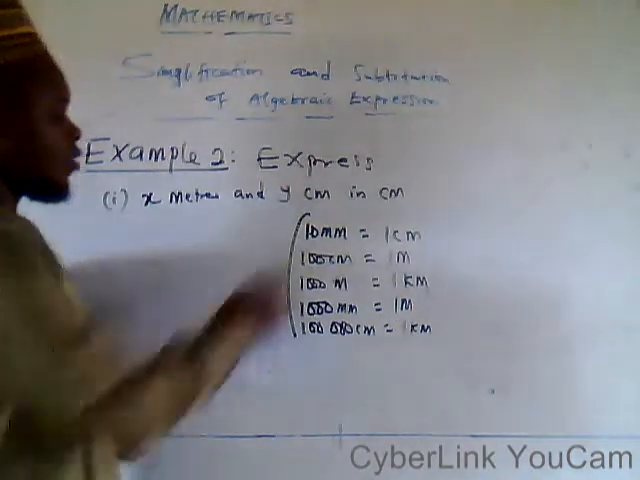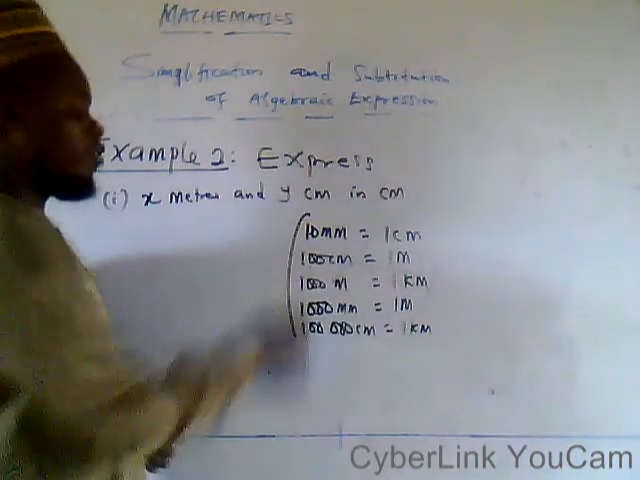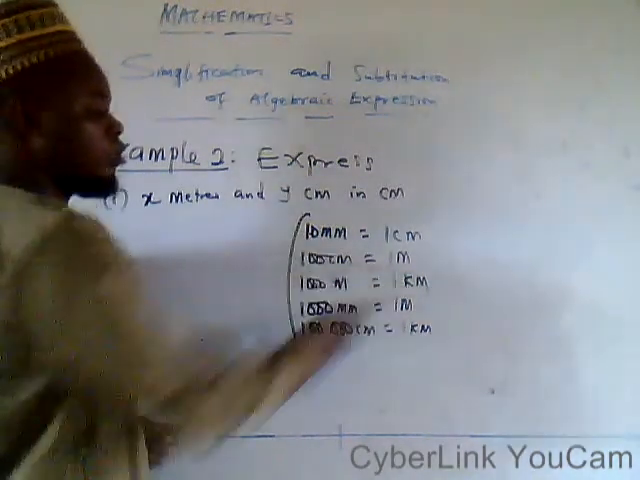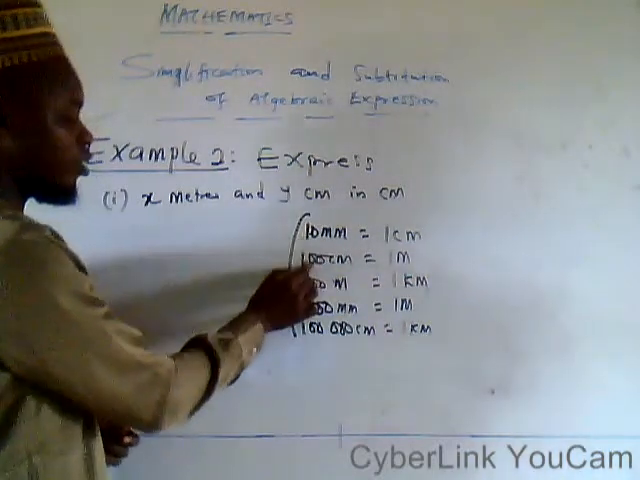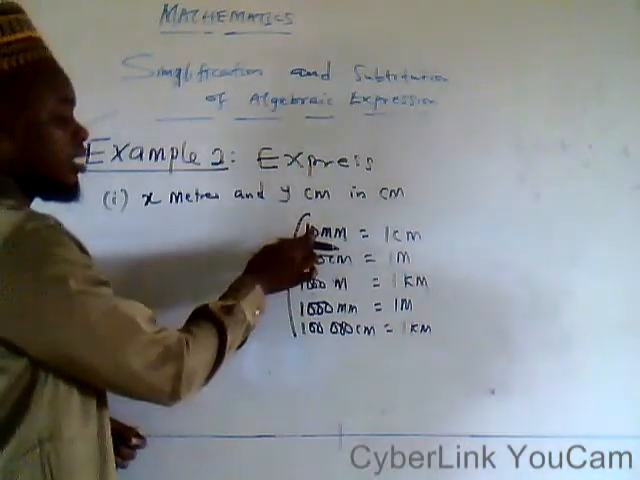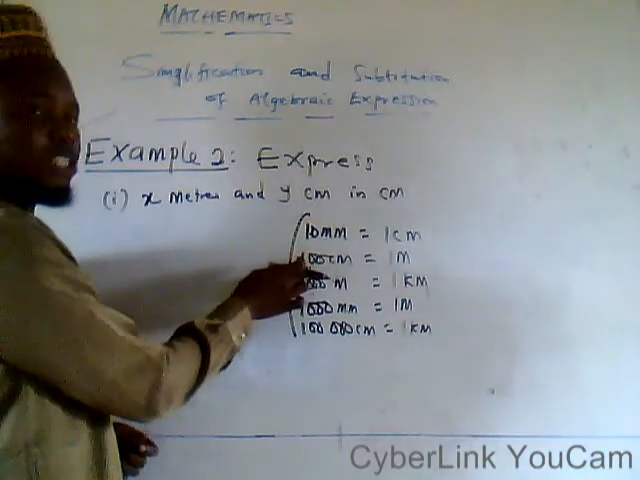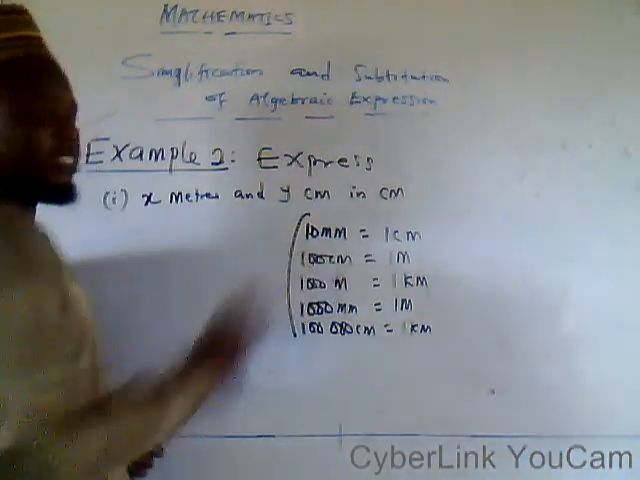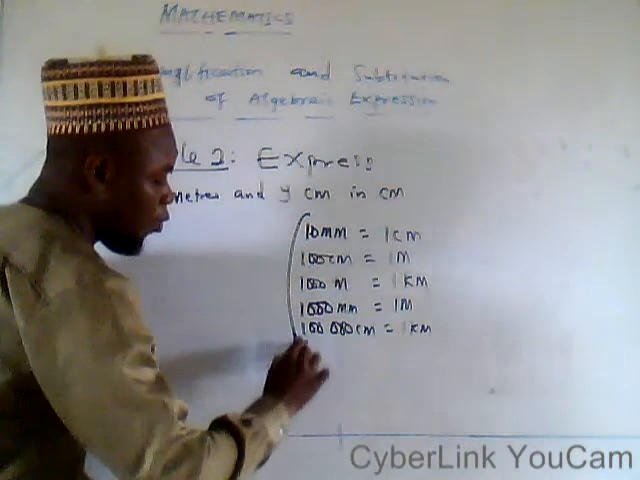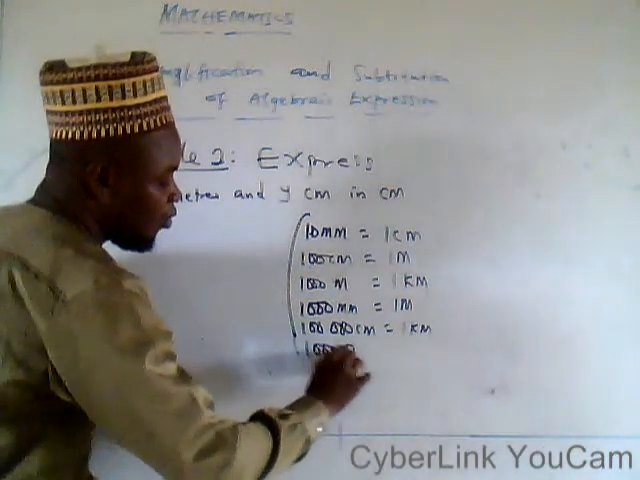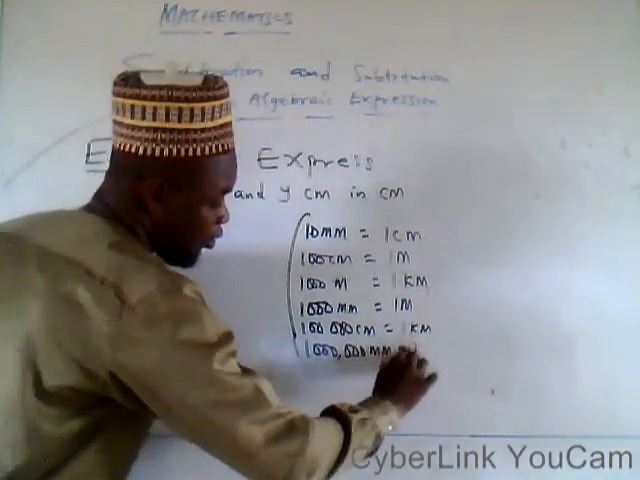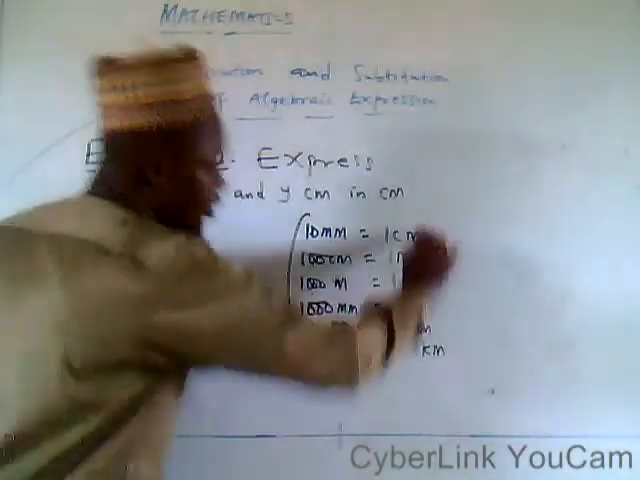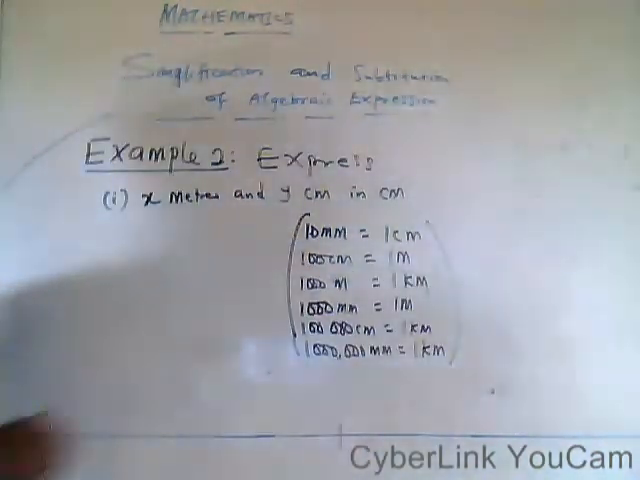So let's now come from here to here. If you're going from millimeter to kilometer, how many millimeters make 1 kilometer? That is 10, 100, and 1000. So that will be 10 times 100 multiplied by 1000, and that is 1 million. 1 million millimeters is 1 kilometer. So take note of all this.